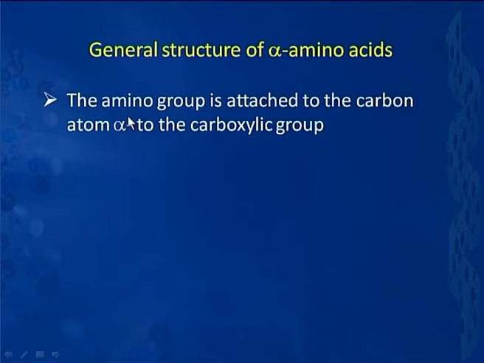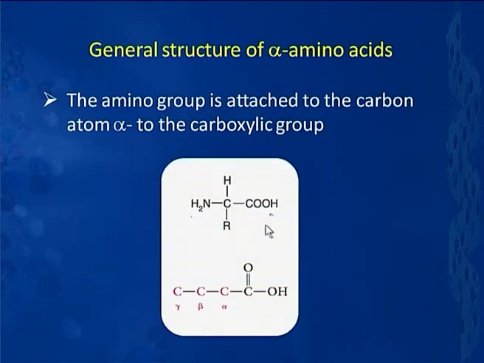Now let's look at the general structure of an alpha amino acid. As the name suggests, an amino acid is a bifunctional molecule, such that the amino group is attached to a carbon atom which is alpha to the carboxylic group. So that is how it looks. That means we have a carboxylic acid. Say we look at this as my functional group here. In typical IUPAC nomenclature, we have a functional group, the carbon atom next to that is alpha, the next is beta, the next is gamma. So in the case of alpha amino acids, we have an amino substituent at the carbon atom which is alpha to the carboxylic group. That is why the name alpha amino acids.